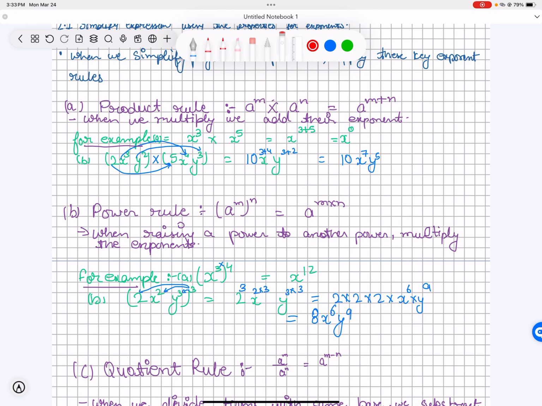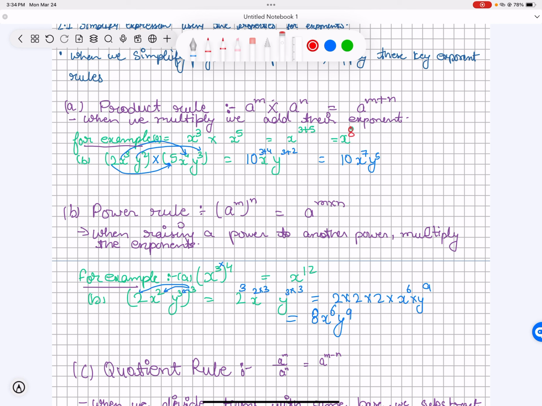For example, here we have x cubed into x to the 5, and we keep the x as it is, and we add their exponent values, which would give us 8. So this is similar to finding degrees, but in this you just keep the value added to the term. And then we have one more example where we solve it.